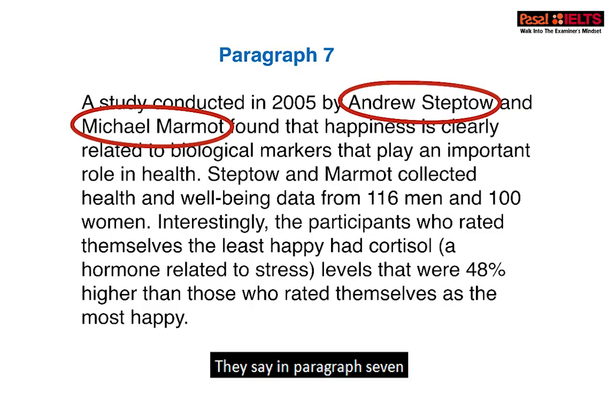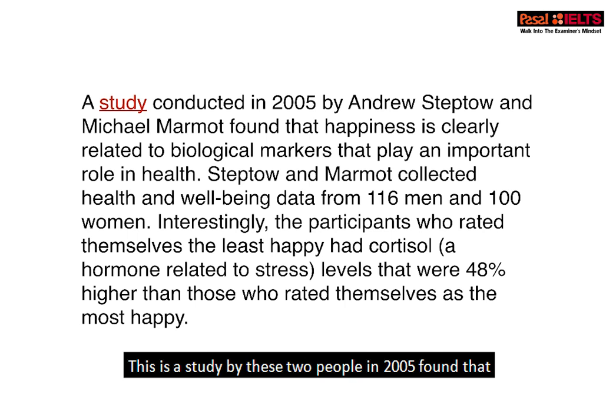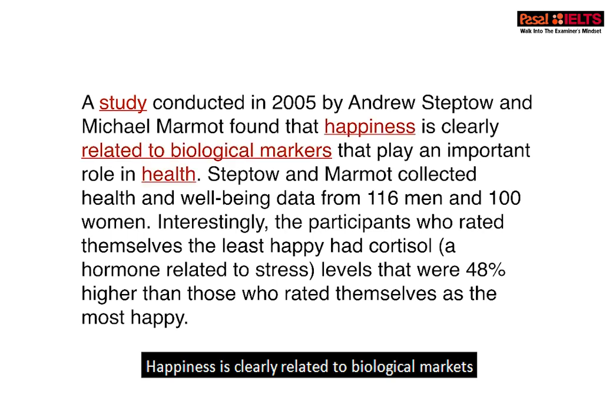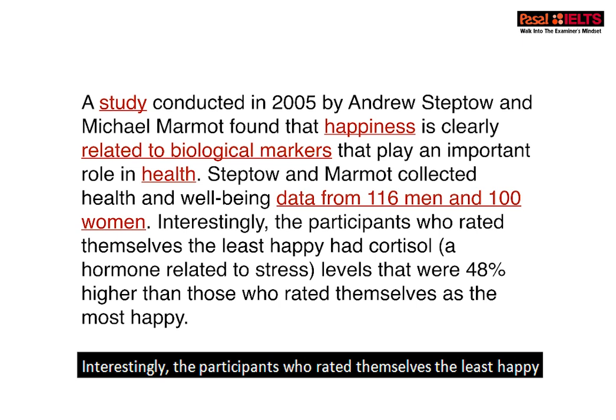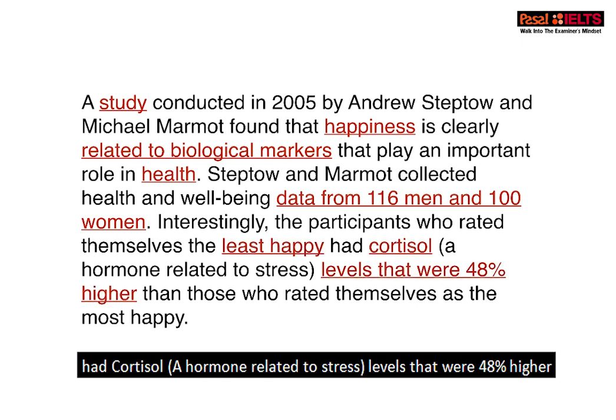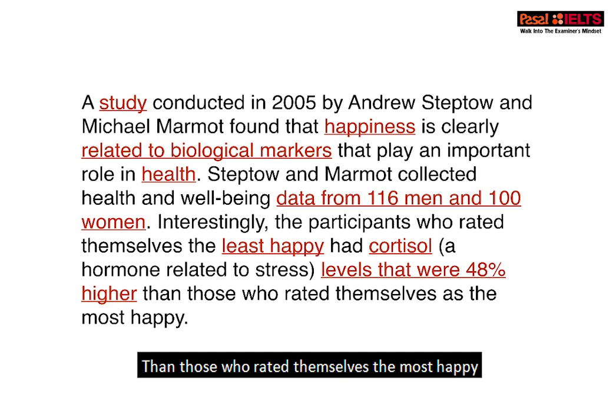Here's what they say in paragraph 7. This is a study by these two people in 2005 found that happiness is clearly related to biological markers that play an important role in health. So happiness, biology and health. Steptoe and Marmot collected health and well-being data from 116 men and 100 women. Interestingly, the participants who rated themselves as least happy had cortisol, a hormone related to stress, levels that were 48% higher than those who rated themselves as the most happy.